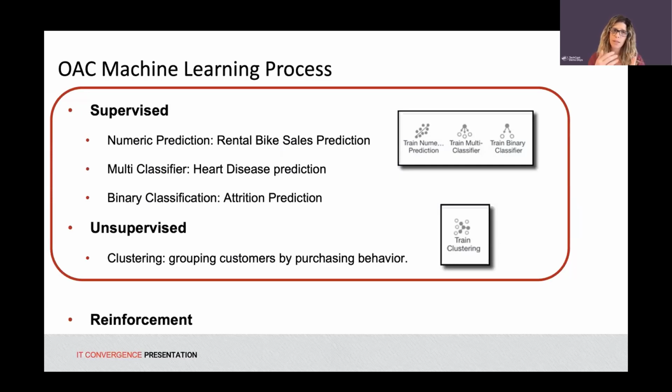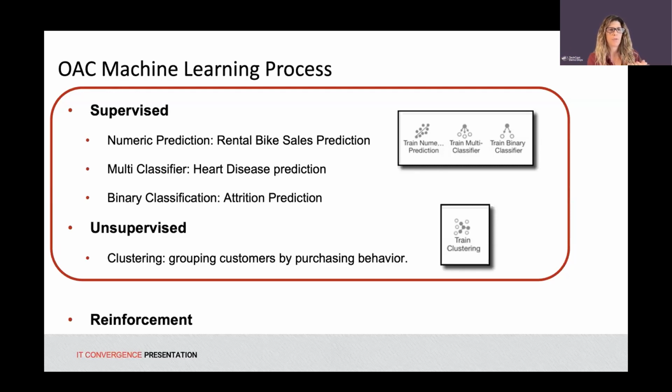So you will need 2 data sets, one to train the machine learning model and another one to apply this machine learning model. And you have basically 2 big groups of machine learning models in OAC. You have the supervised ones, which are, for example, numeric prediction, multi-classifier, and binary classification, and unsupervised, which would be clustering. For numeric prediction, an example could be the rental bike sales prediction. Numeric prediction returns me a number. So I want to see how many bikes I'm going to rent in the next 6 months.